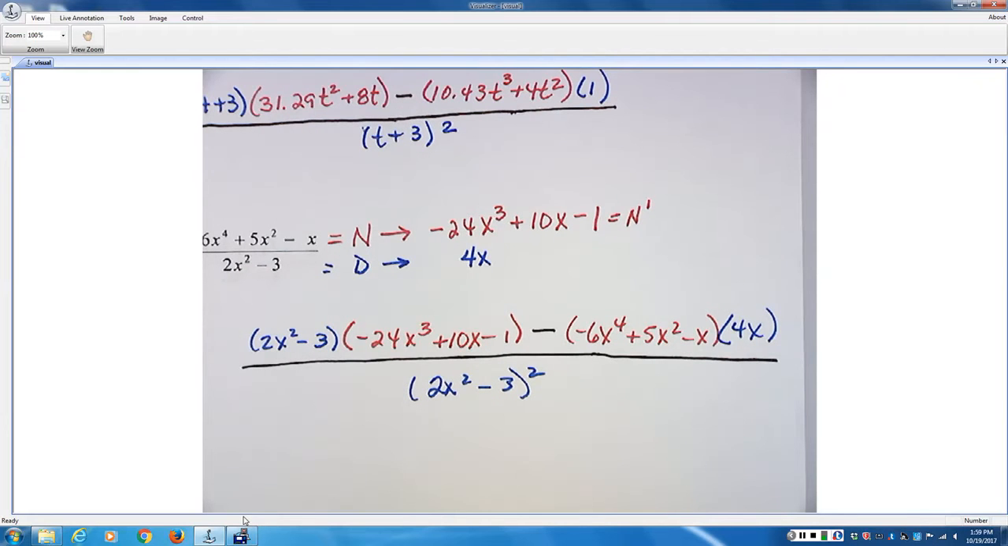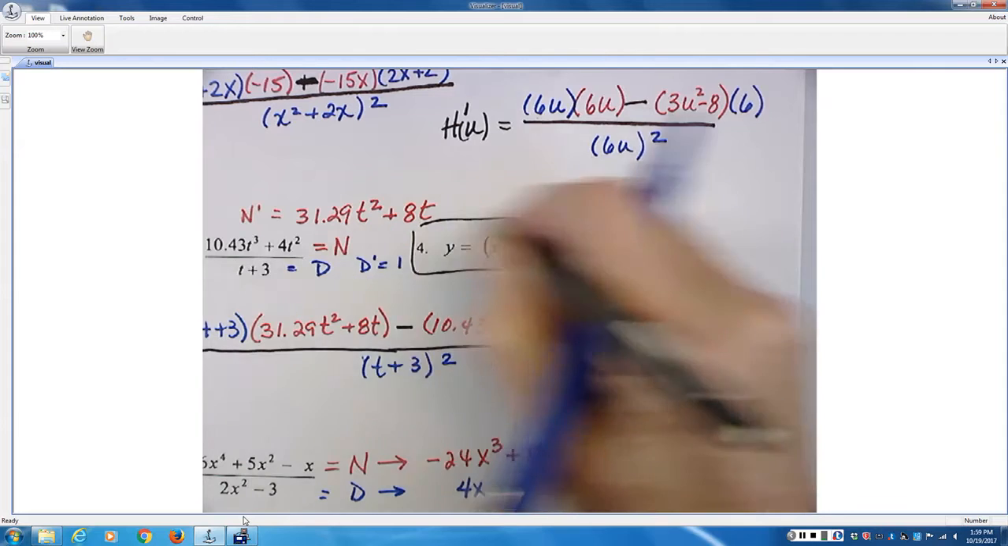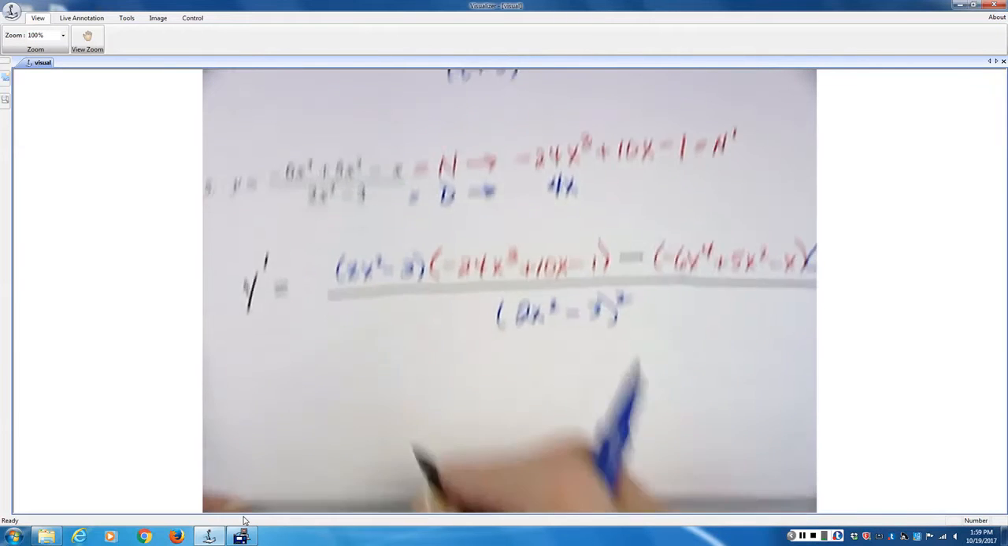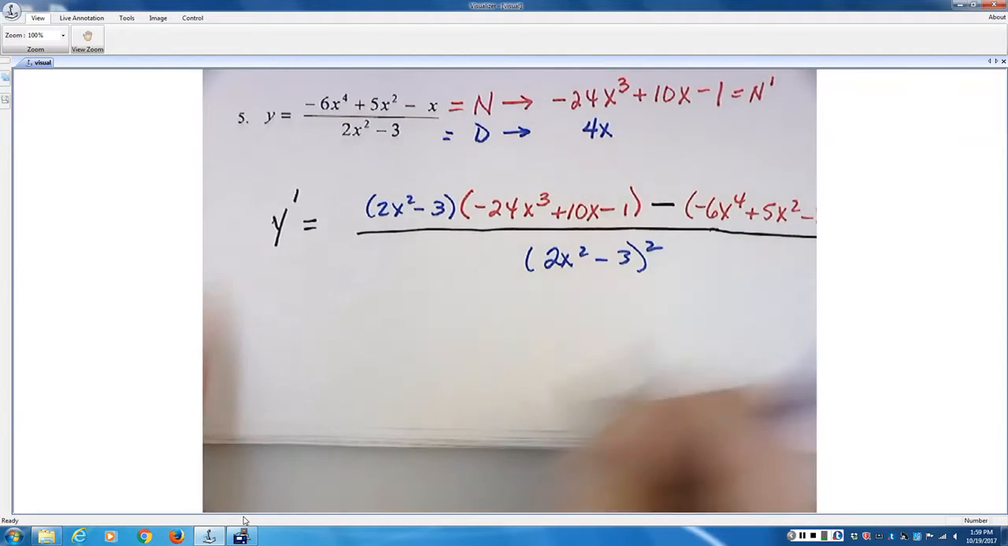So then back up here to number 4. Number 4 is a product rule. So number 4 looks like this.